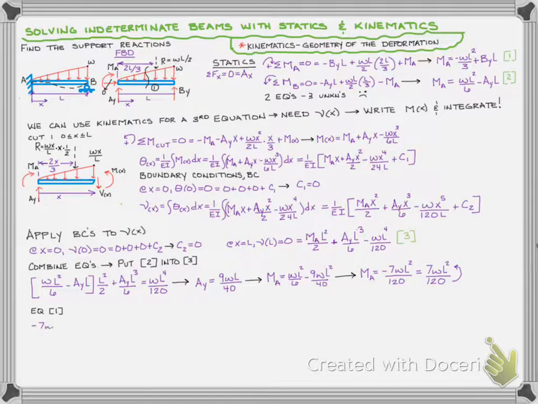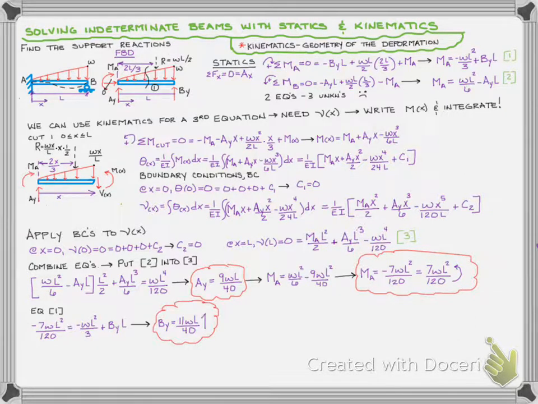Finally, if we rewrite equation 1, knowing our value for M_A, we can solve for B_y, and we'll have B_y equal to 11WL over 40. And so we have our final answers. It's not a bad idea to show the direction of all of the resultants so people don't have to go back and look at your free body diagram.